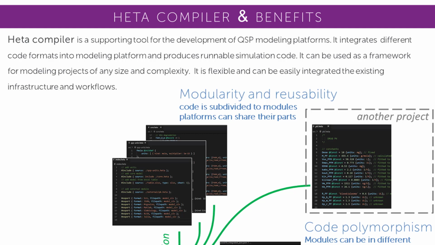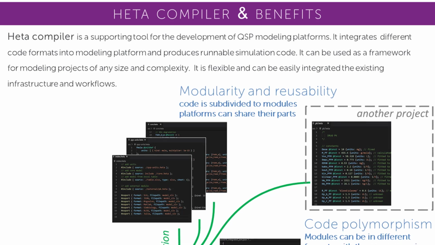Modularity allows you to organize code better. It's also possible to borrow the parts from other projects without rewriting them. Using the Heta syntax, you can modify the imported model on the fly. As an example, you do not have to write the pharmacokinetic model in each project again and again. Just copy and update the template.